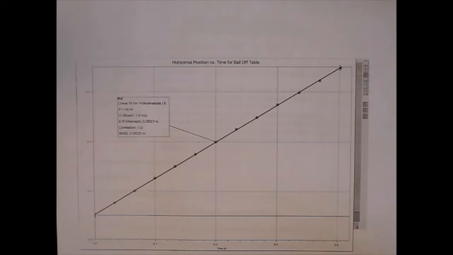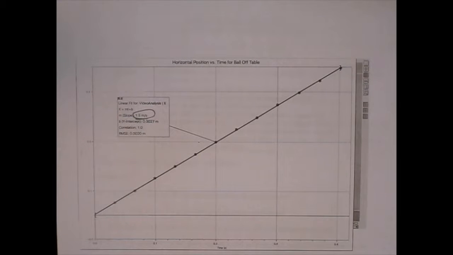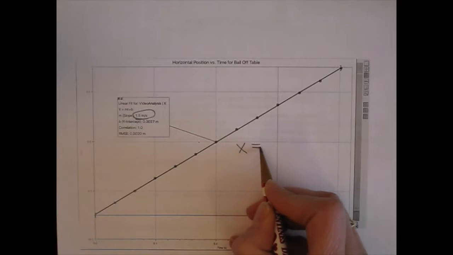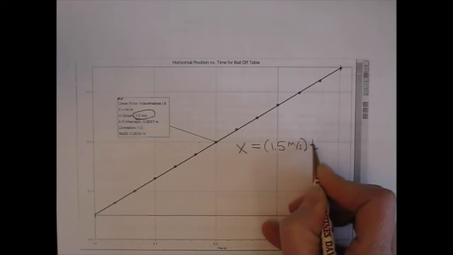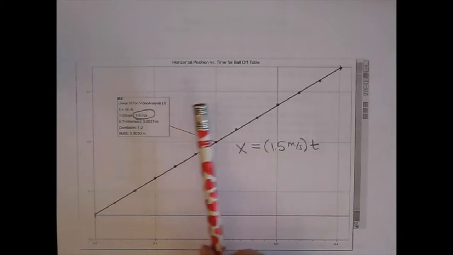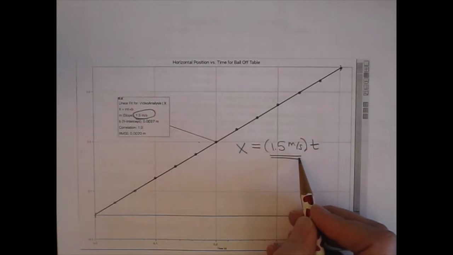this was our graph for the horizontal position of the ball when it was flying through the air and it was off the table. And it had a slope of 1.5 meters per second. My mathematical model was that the horizontal position of the ball equals 1.5 meters per second times the time, telling me that while it was in the air, it was moving sideways at the same rate that it had been moving when it was on the table, because this is the same velocity that I had when I did video analysis for the ball on the table.